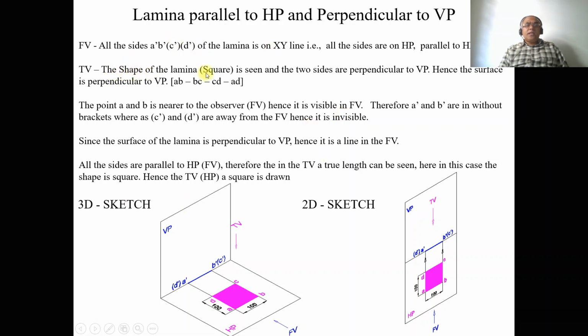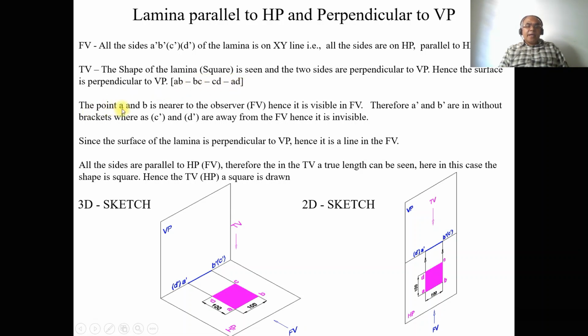Now here the shape of the lamina is seen. What we can see is AB is parallel to VP because the two endpoints A and B are both at equal distance from the vertical plane. BC is perpendicular to VP and parallel to HP. CD is again parallel to both HP and VP, and AD is again parallel to HP and perpendicular to VP. So AB, BC, CD and AD.